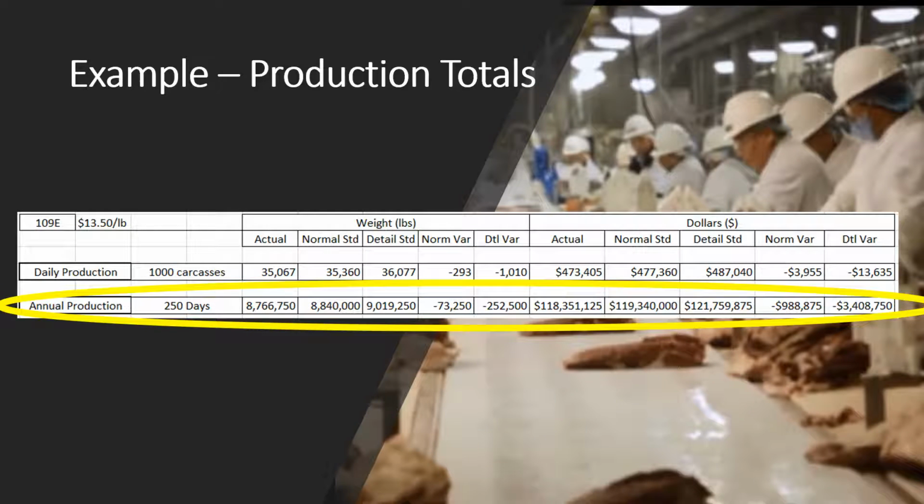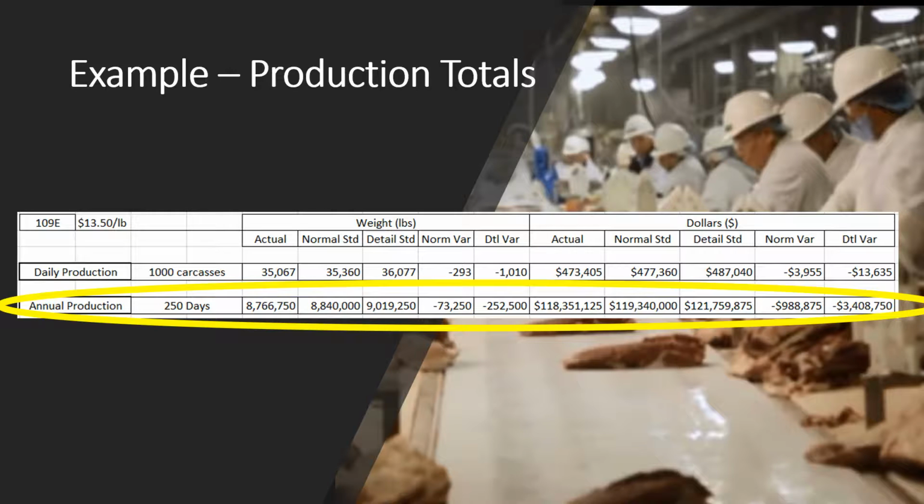If we look at annual production of 250 days per year, we're talking about a normal variance in pounds of maybe 73,000 pounds. But the detailed variance is over 250,000 pounds, a very large number. In dollars over the year, the normal variance is about $1 million, but the detailed variance is about $3.5 million.